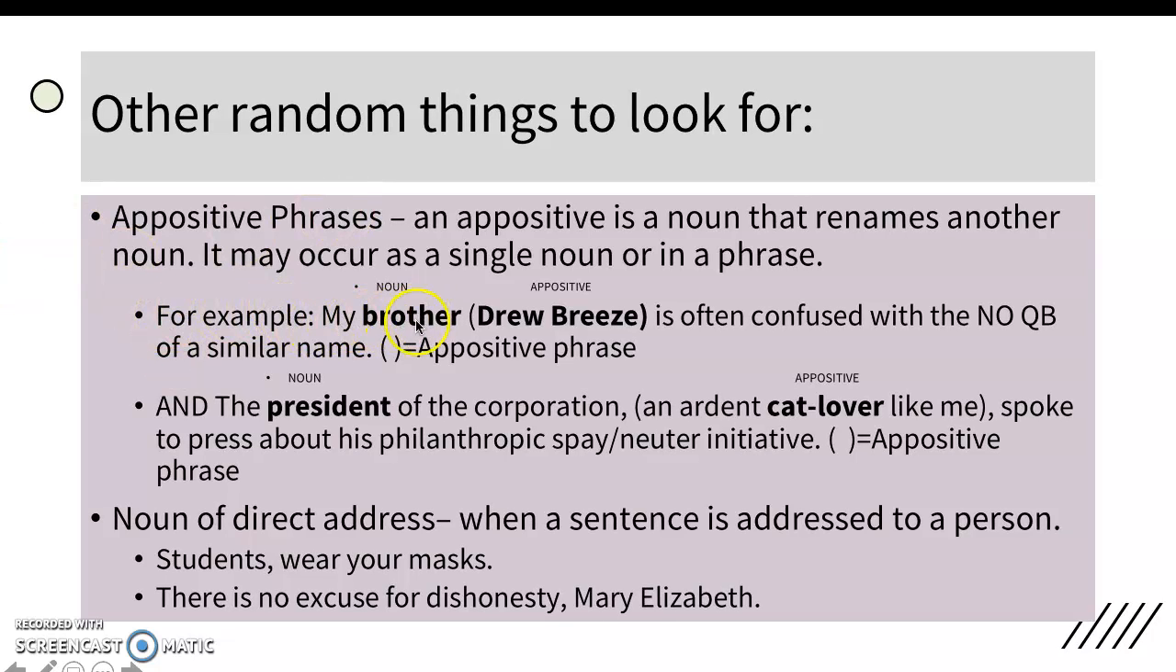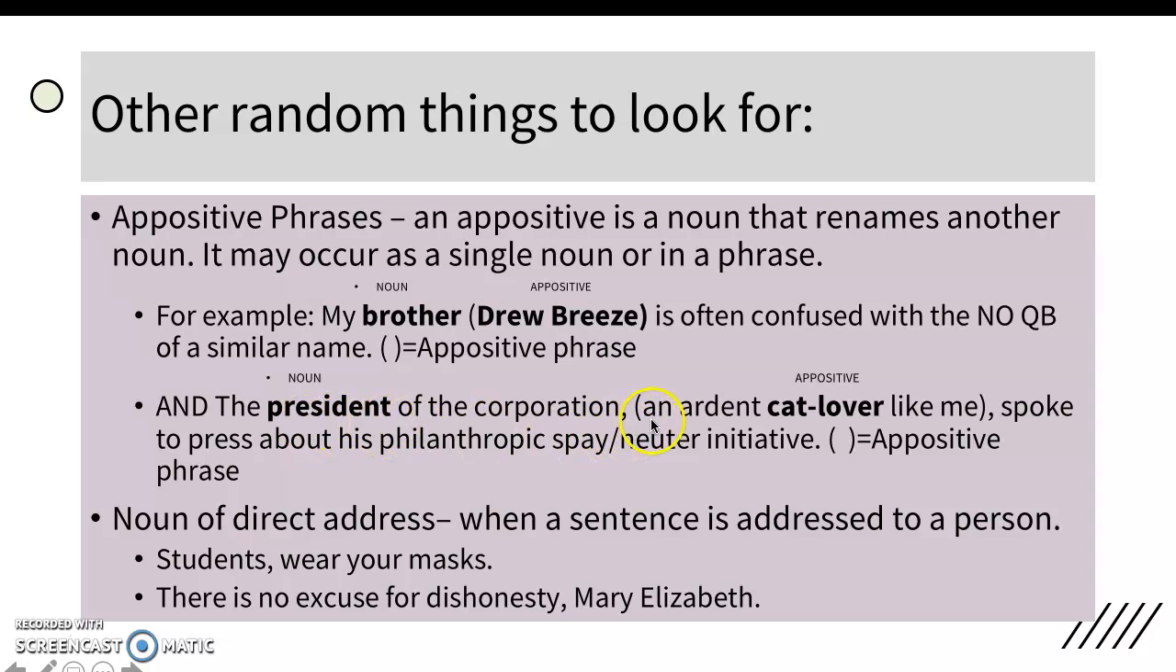My brother, Drew Brees, is often confused with the New Orleans quarterback of a similar name. So do you see how Drew Brees renames my brother? Okay. So here we've got a noun and a noun. Drew Brees is the appositive because it renames brother. And in this situation, you've got the noun and that's it. The appositive phrase is just the noun. Okay? Check this one out.